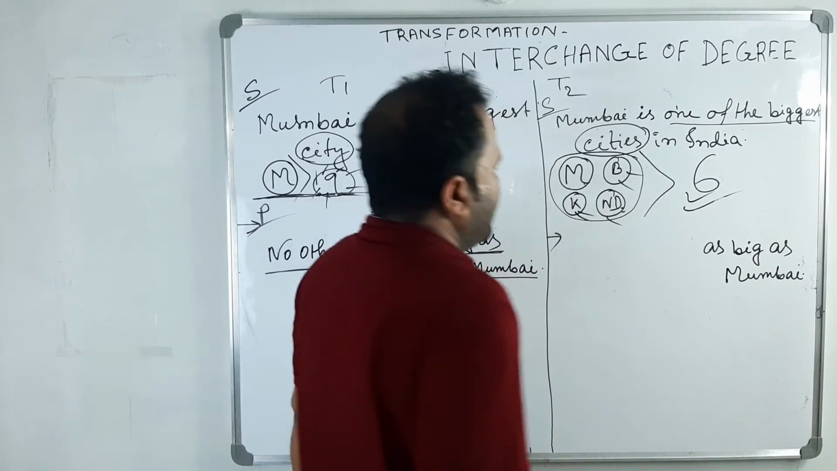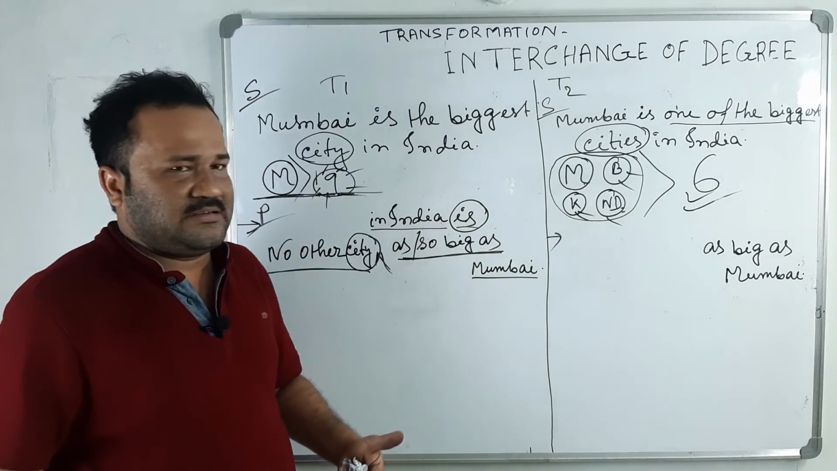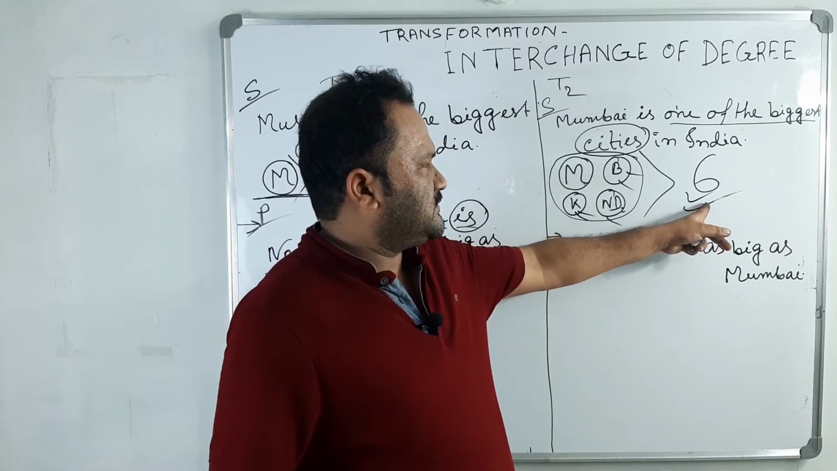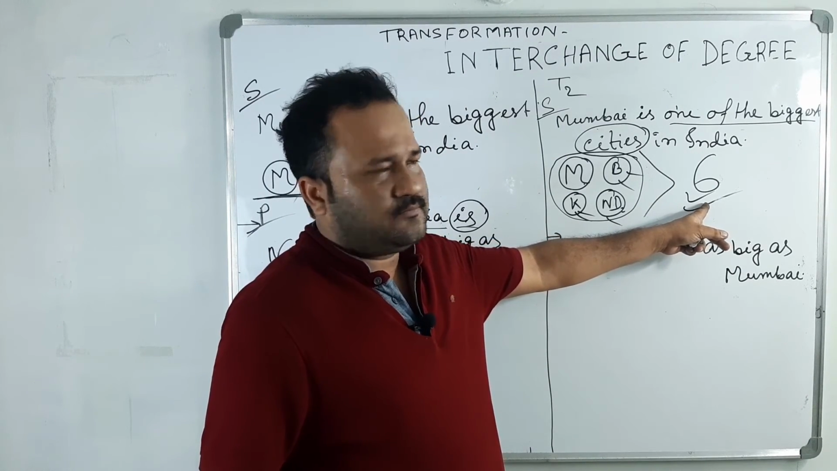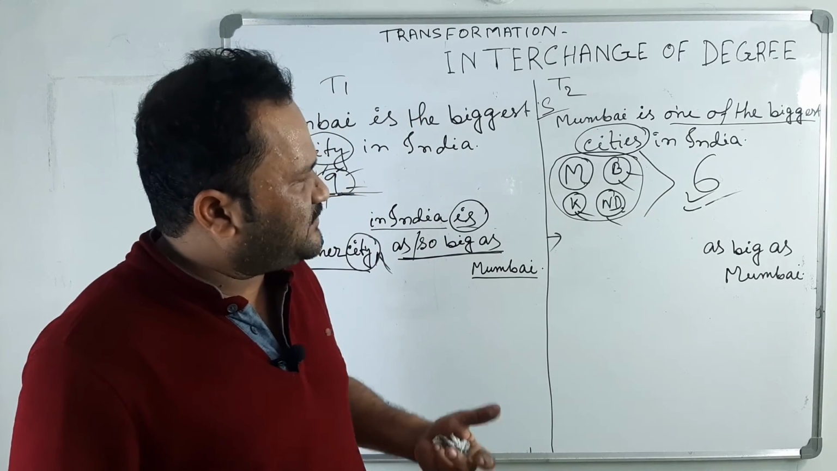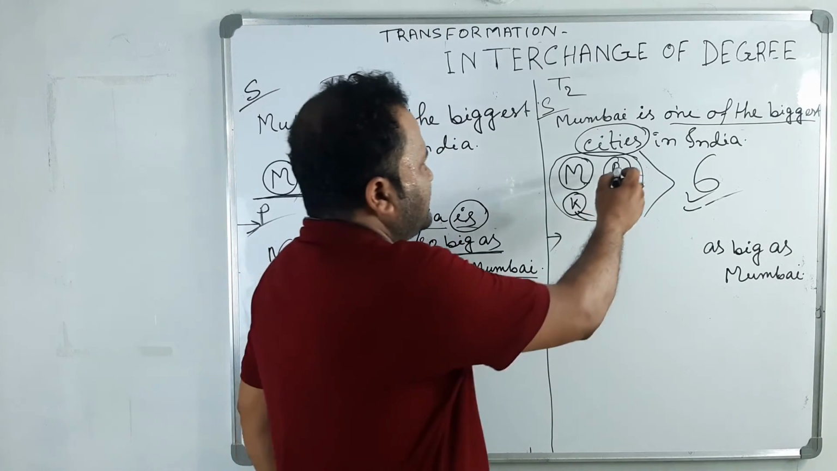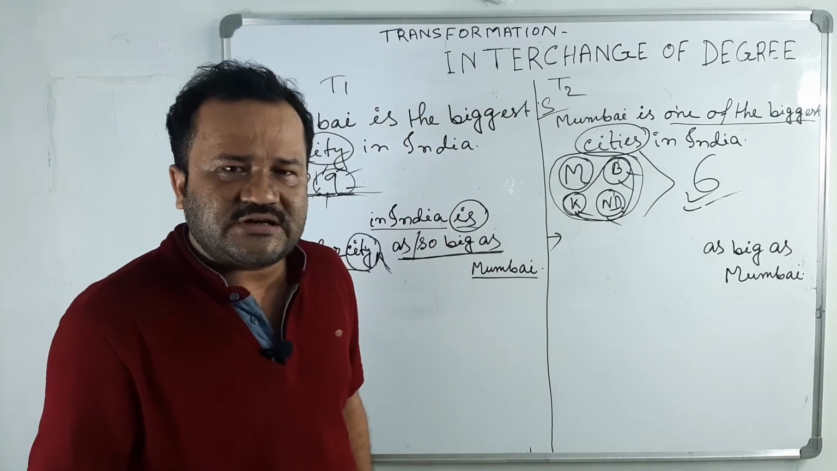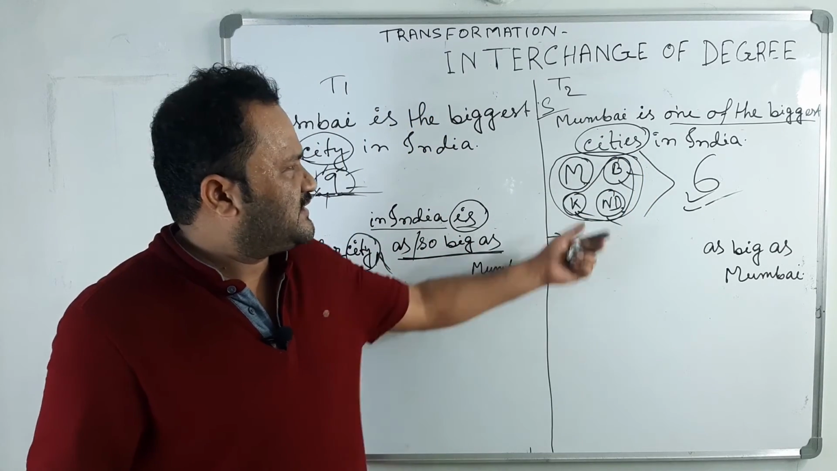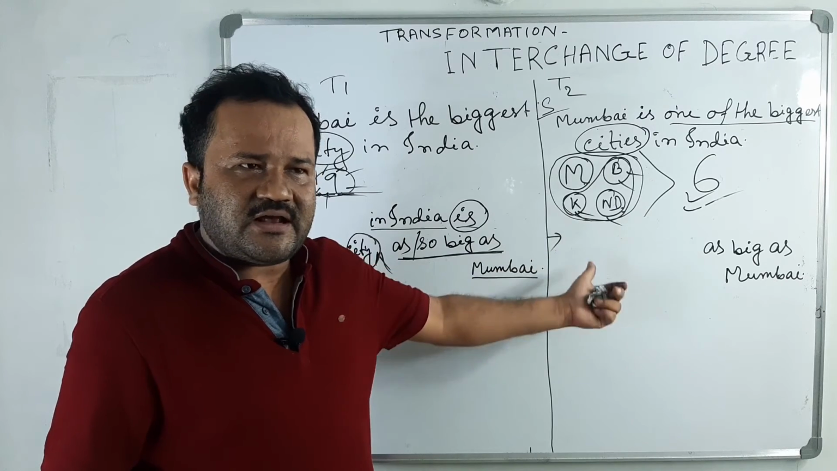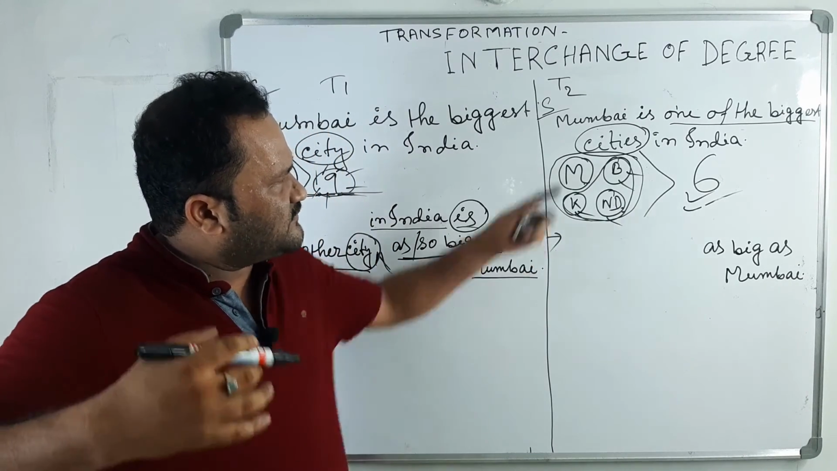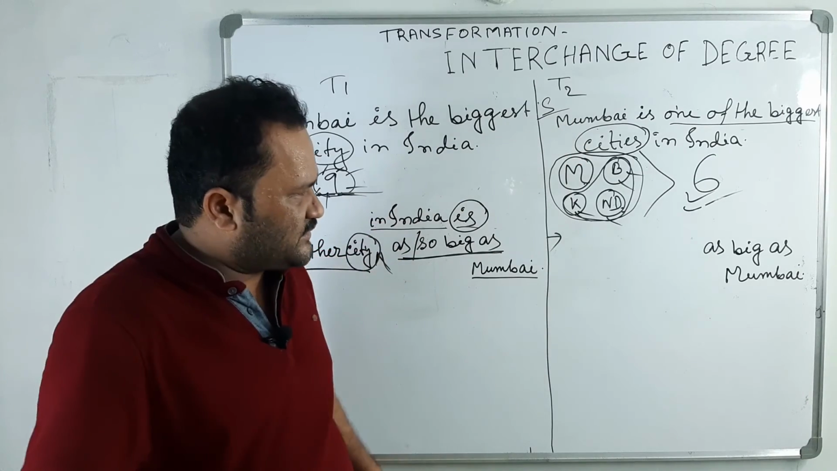Okay. Now Mumbai की तरह big कौन सा शहर है? Now these cities are not as big as Mumbai. So which cities are as big as Mumbai? Now these cities are very few cities. These cities are very few cities. Clear? So how can you transform this sentence in positive degree?